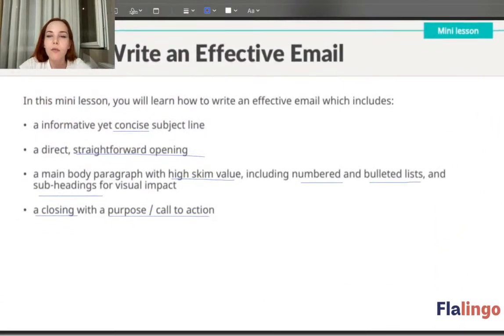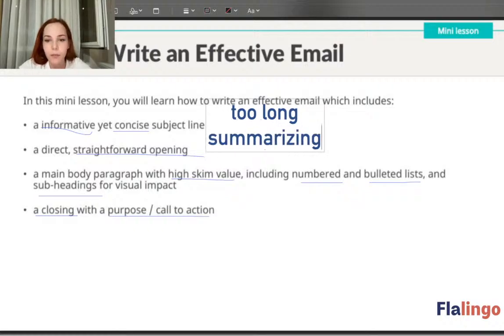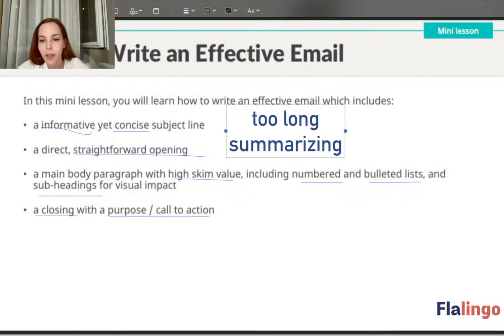Okay. While writing an email, you have to give some information. So you have to be informative, yet conscious. You don't want something to be too long. It doesn't need to be too long, but it also needs to be, let's say, informative. So we can say summarizing. Yeah, I think everyone is familiar with that word. So we need to summarize our idea, our purpose of writing this email in the subject line.